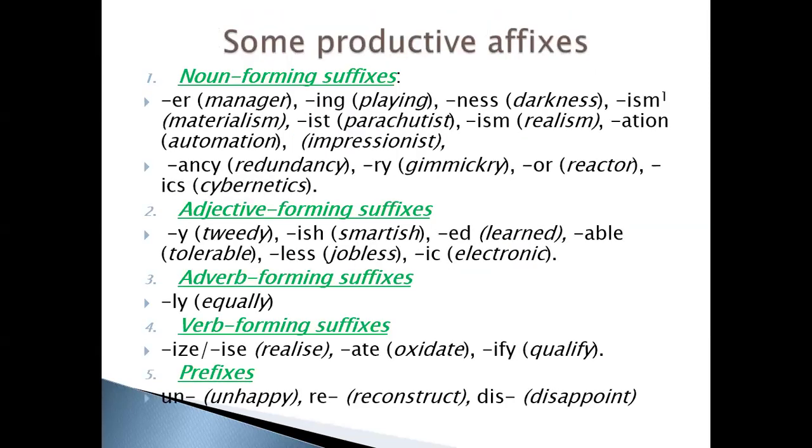There are some noun-forming suffixes, for example, -er; adjective-forming suffixes, -y or -ish; adverb-forming suffixes, -ly; the verb-forming suffixes, -ize.